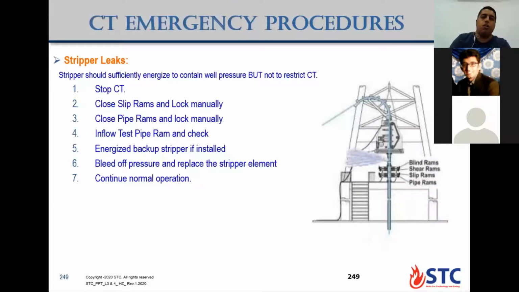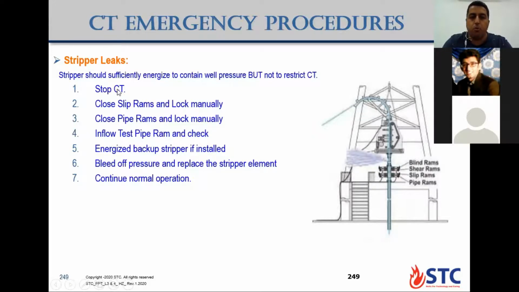Okay, going to another situation, which is a stripper leak during operation. You have a leak from the stripper, so you start to energize the stripper. This is the first immediate action, as we said in the question yesterday, if you remember. You should energize the stripper just to stop the surface leak. But the well pressure is restricted by the coiled tubing, yet you still have pressure at the surface, so you still have a leak from the stripper assembly.